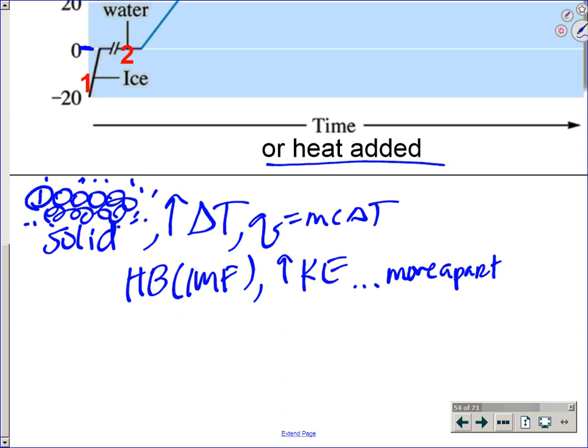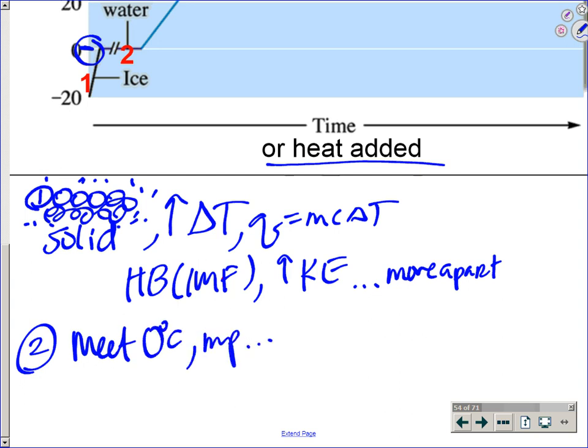Then all of a sudden, boom, we hit this right here. What's it going to do there? So we hit the melting point, 0 degrees Celsius. Okay, so what starts to happen? Talk first, and then we'll chat. So basically talk about what's happening in part 2.